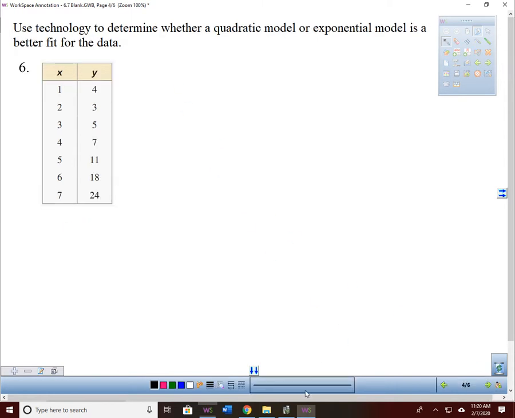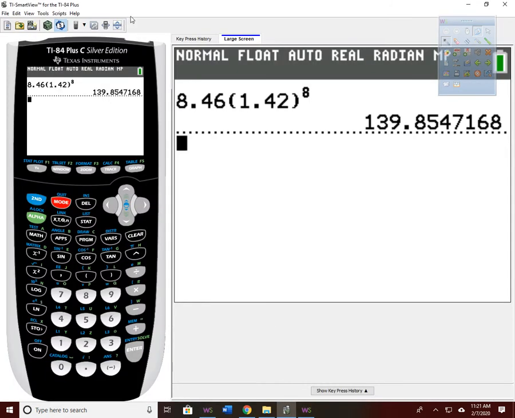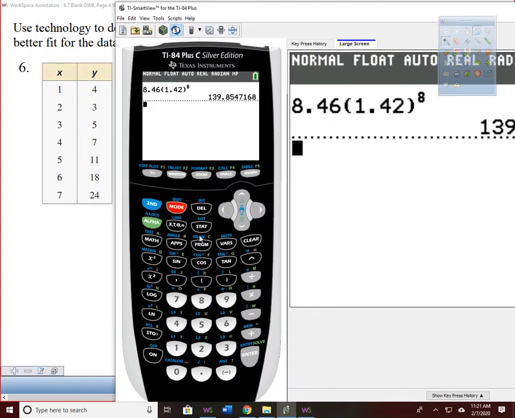Number 6. Use technology to determine whether a quadratic model or an exponential model is a better fit for the data. Let's go to our stat and plug this in. We're going to have to check both quadratic and exponential.